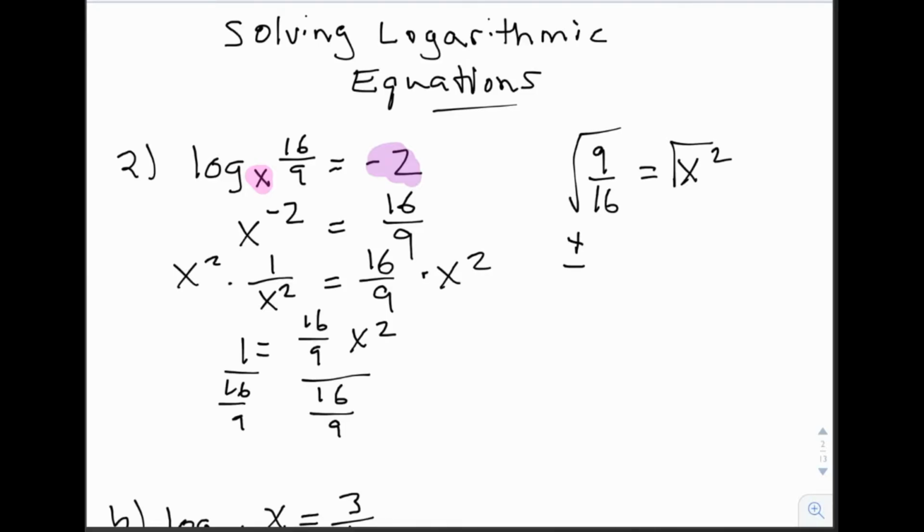And the square root of 9 is going to give me a 3, divided by the square root of 16, which is going to give me a 4, and that is going to be equal to x. So when dealing with logs, we actually don't want to have a negative value here. So in this case, our x is going to be positive 3/4.